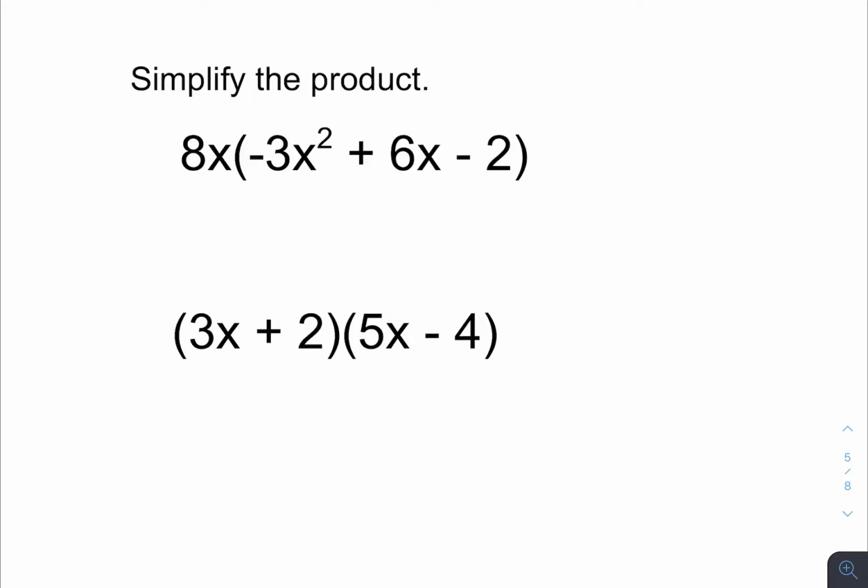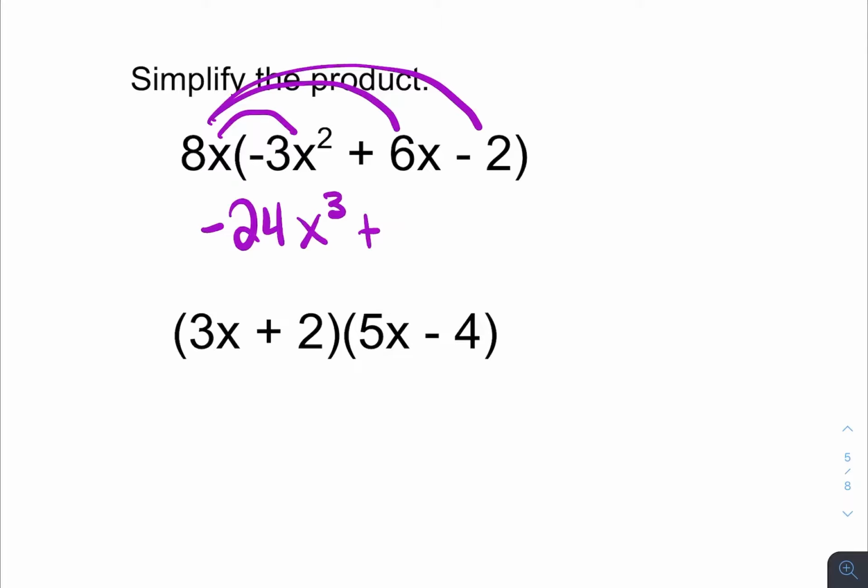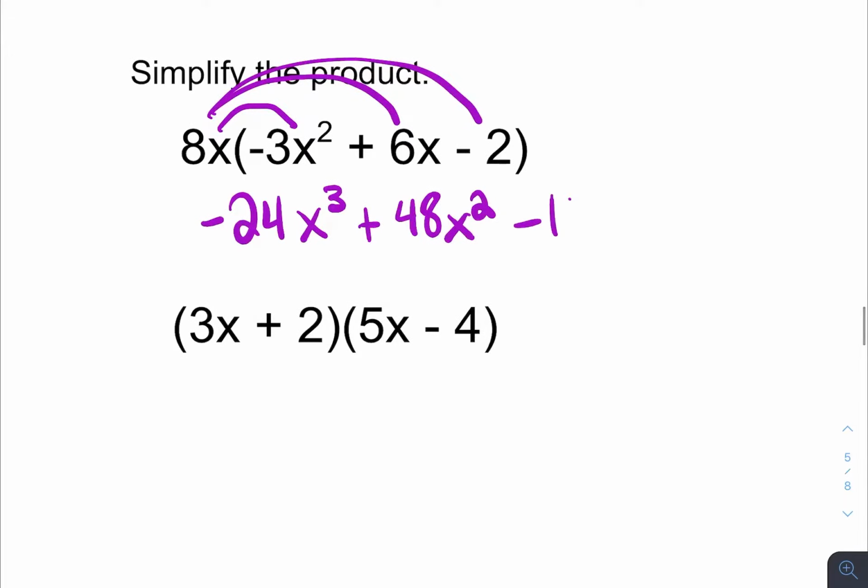So for the first one here, we distribute that 8x to each term. So 8 times negative 3 gets me negative 24. X times x squared gets me x to the third. 8 times 6 gets me 48. X times x gets me x squared. And then 8 times negative 2 gets me negative 16. And then we just have the x from the original. So we simplified the product. We have our answer right there for us.